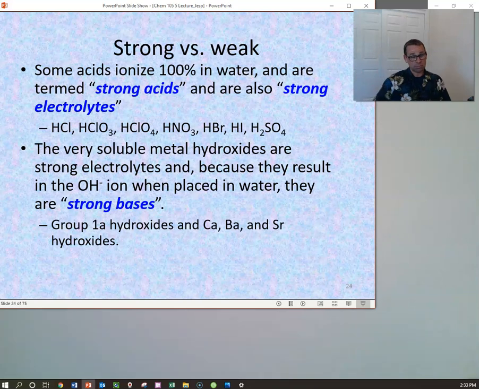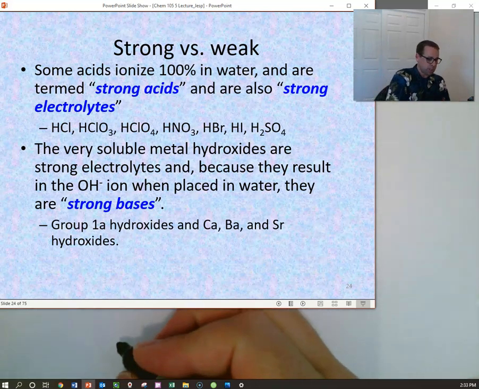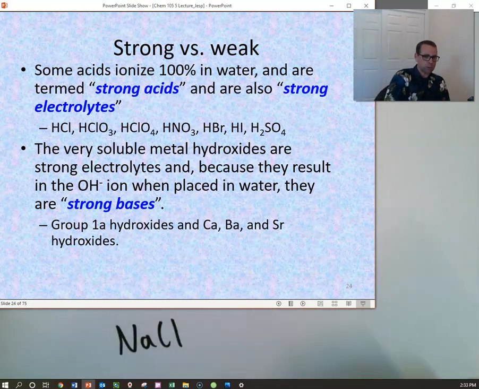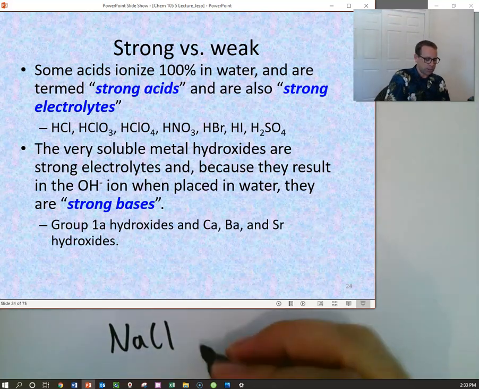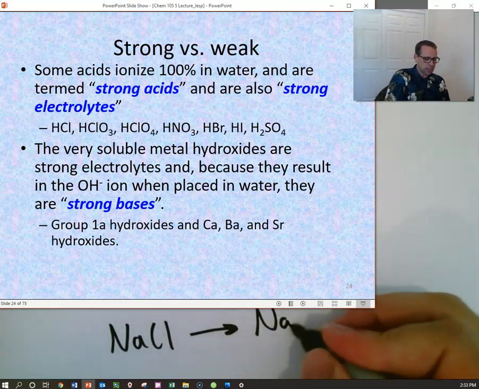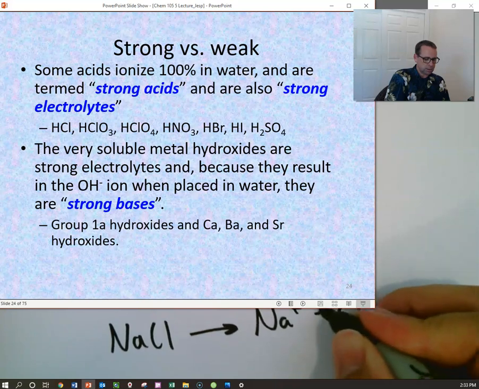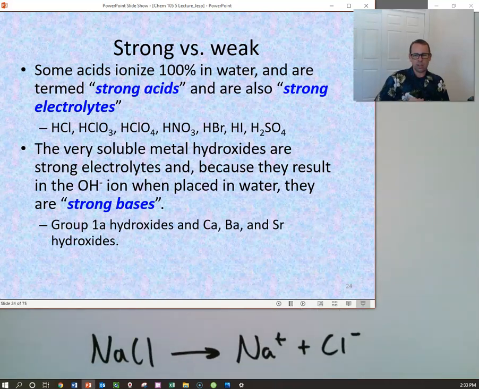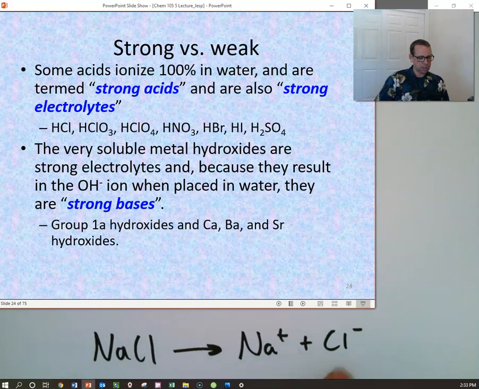Electrolytes, I don't know if you remember, we talked about before. For example, sodium chloride is an electrolyte. You put it into water and these ions result. An electrolyte is a compound that you put into water and the ions result. Sodium chloride is a strong electrolyte because it completely dissociates.